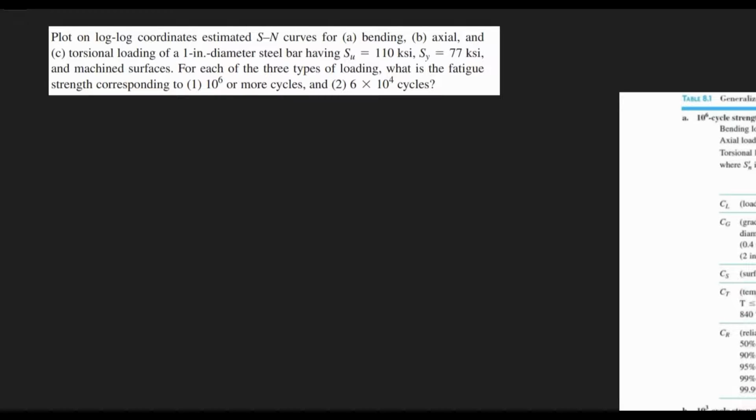Hello there. Today we are going to talk about S-N curves. Here we have a question from the textbook that's asking us to find the fatigue strength at 10 to the power of 6 cycles and 6 times 10 to the power of 4 cycles.